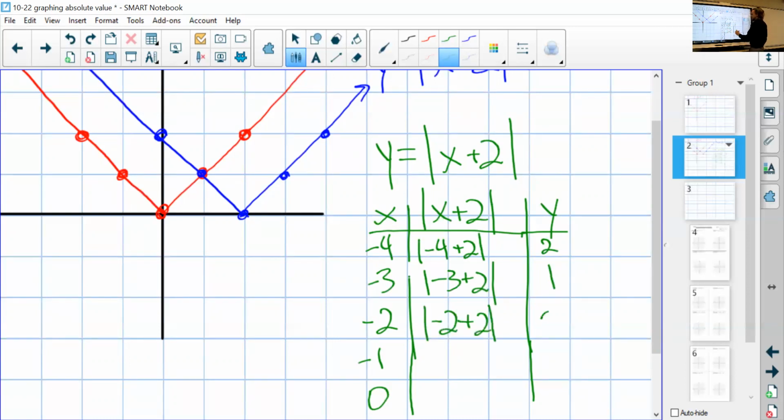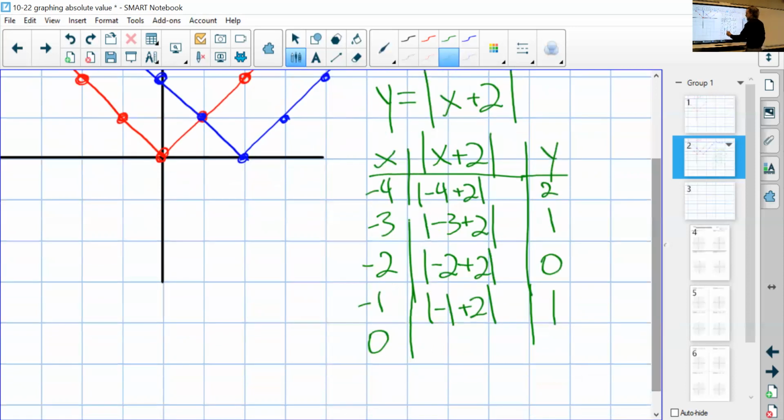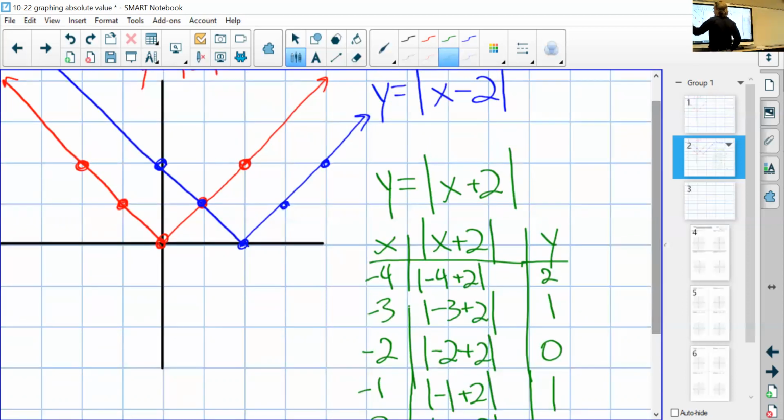Hopefully you're like, this looks like the same table, only slightly different. And I'd say that's correct. You're seeing the pattern. If you don't see the pattern yet, that's okay. So 0 plus 2 is 2. The absolute value of that is just 2. All right, so here's our points. We start at -4, +2, -3, 1, -2, 0, just like that.